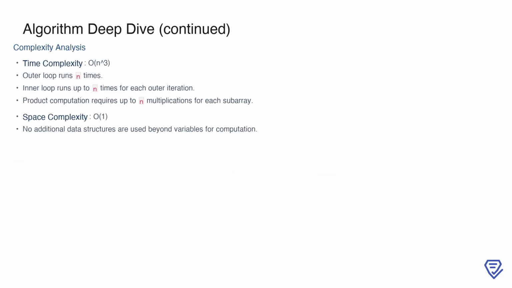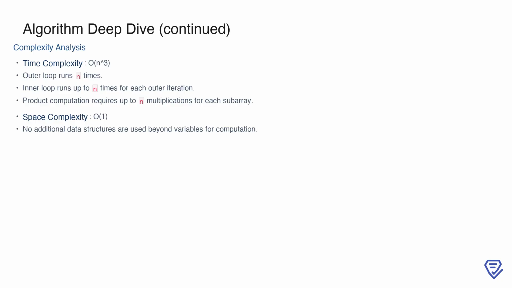Analyzing the complexity of the brute force approach, its time complexity is O(n cubed). This comes from three factors: the outer loop runs n times, the inner loop runs up to n times for each iteration of the outer loop, and the product computation involves up to n multiplications for each subarray. While straightforward, this cubic time complexity severely limits the approach's scalability.